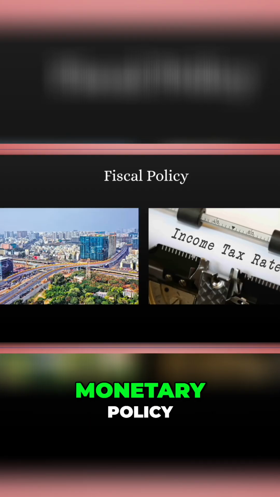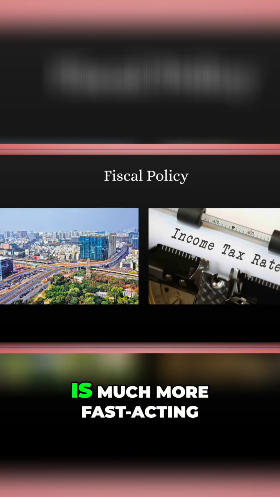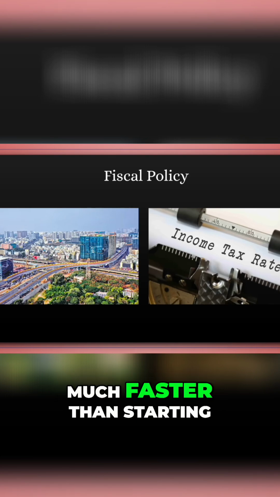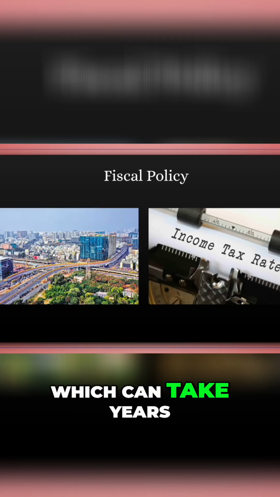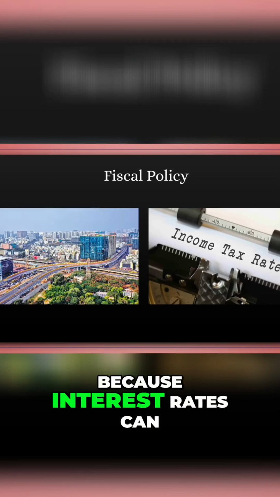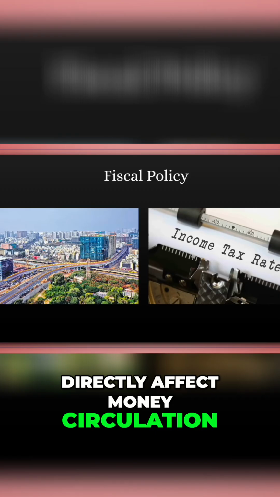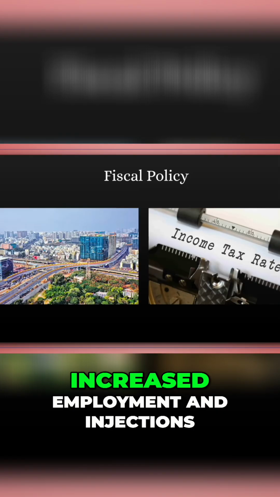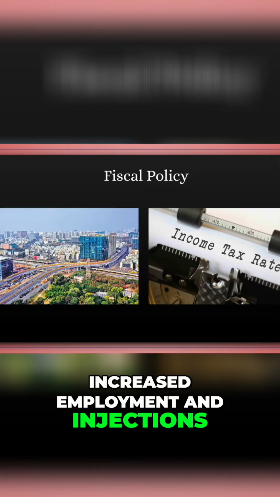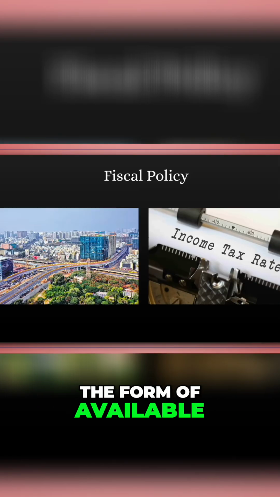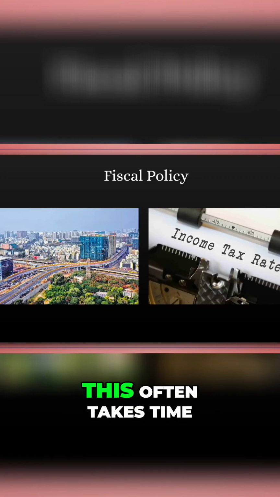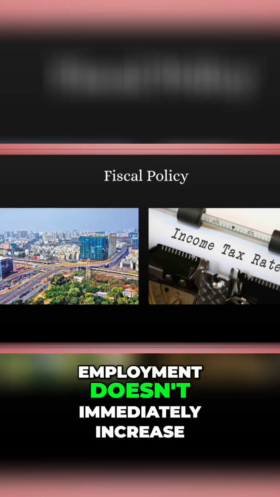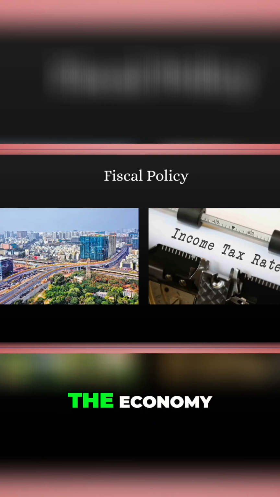As you can assume, monetary policy, which is influenced by the central bank, is much more fast-acting than fiscal policy. Controlling interest rates is much faster than starting infrastructural projects, which can take years to see the effects of. Because interest rates can directly affect money circulation, they affect much faster. Whereas things like infrastructural projects, their benefits come from increased employment and injections into the economy in the form of available buildings where companies can relocate. This often takes time for companies to find these locations to relocate. And additionally, employment doesn't immediately increase the economy.